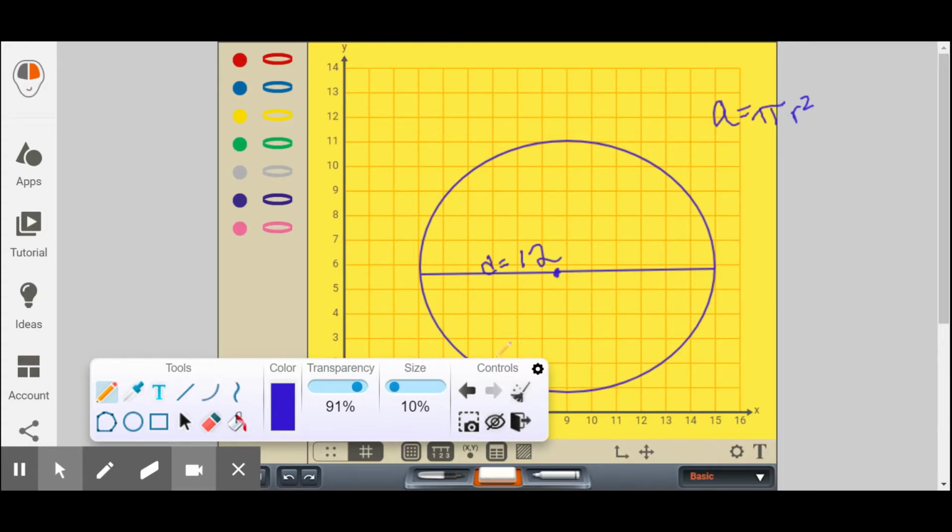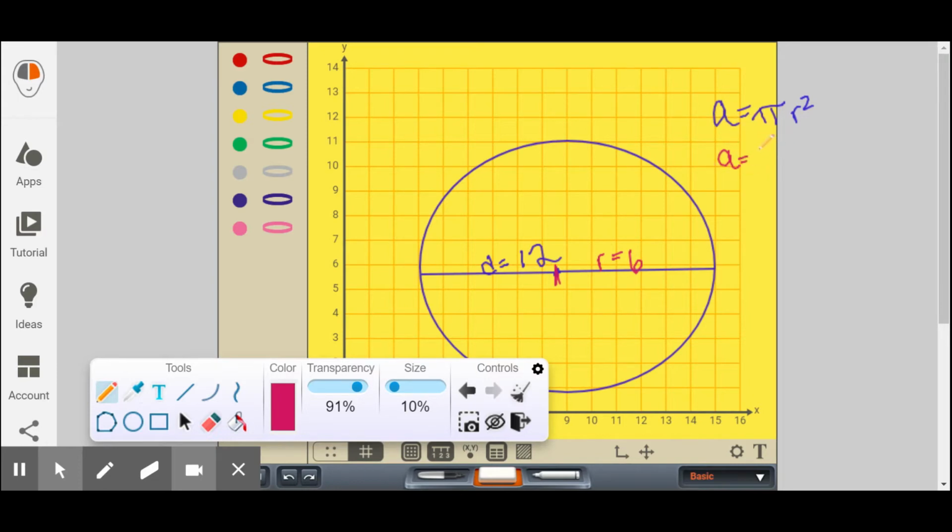So can we still do it if they're just giving us diameter? Yes. What do we have to do to turn diameter into radius? Cut it in half, right? How do we cut it in half? Divide by 2. What is 12 divided by 2? 6. So I know that if my diameter is 12, then my radius is 6. Now I can put my formula to work.